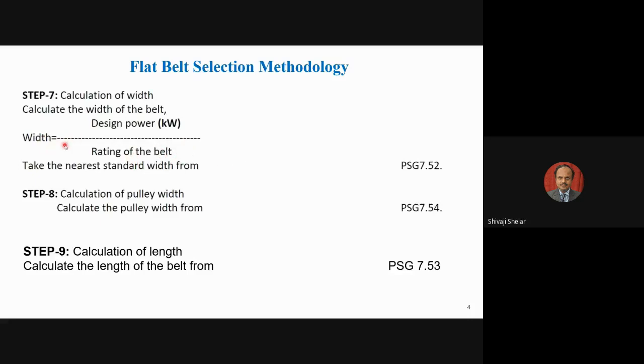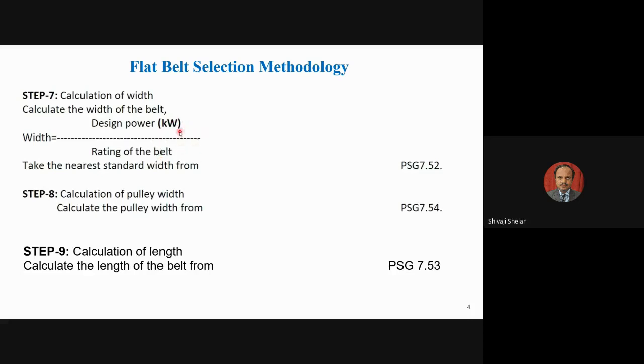Now there are standard widths available in the market. You will not get the width of exact size. So you have to select the nearest standard width, which is given in the table. The table is given at 7.50. Once you select this width, the width will be selected based on the number of plies.